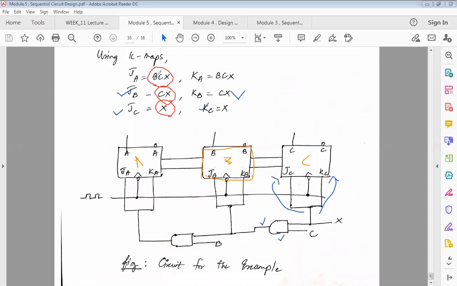Now CX should be multiplied with what? B. So B I will give as my input. So this output is fed to KA and JA, right? So JA is also BCX, KA is also BCX. In that way, I can give my inputs to separate flip-flops. And ultimately, once this happens, you can give a common clock and connect it to the various flip-flops. So it will be a common line.